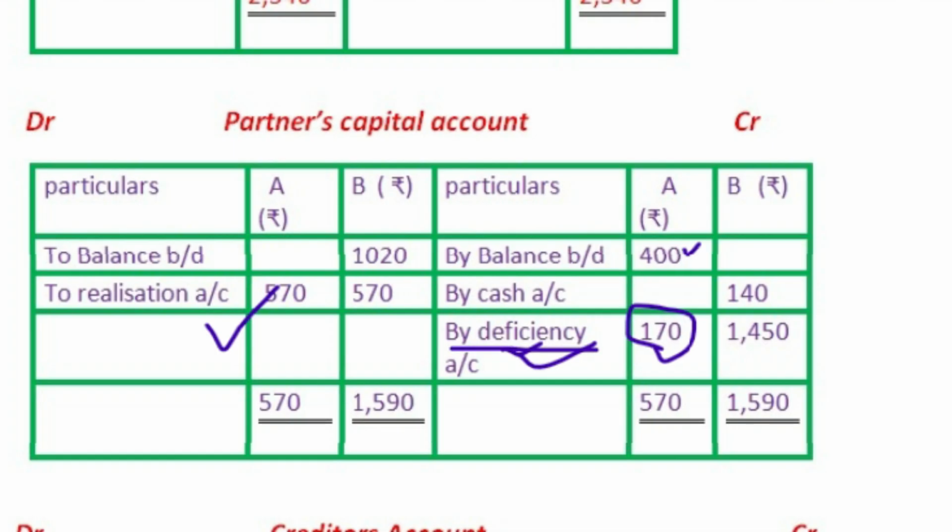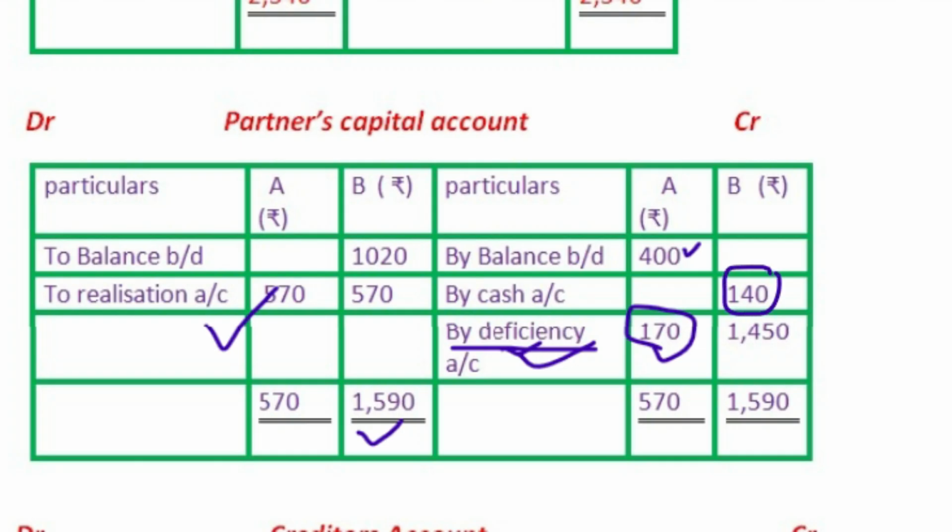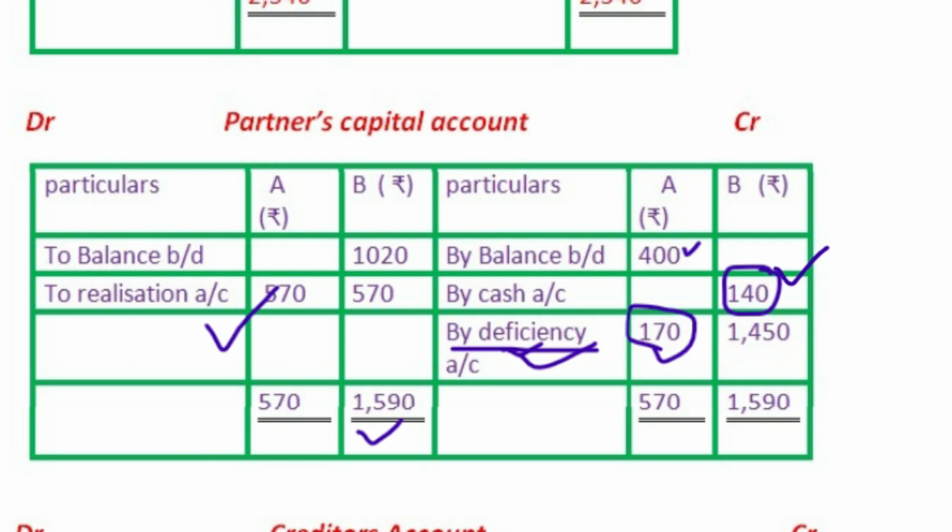Now B's account. B's debit side is 1590 and the credit side is only 140 rupees. So the difference, debit side is more: 1590 minus 140, so 1450. He needs to bring this 1450 rupees into the partnership firm, but as he was declared insolvent, he could not bring this amount. So this shows the deficiency, and it is also transferred to the deficiency account.